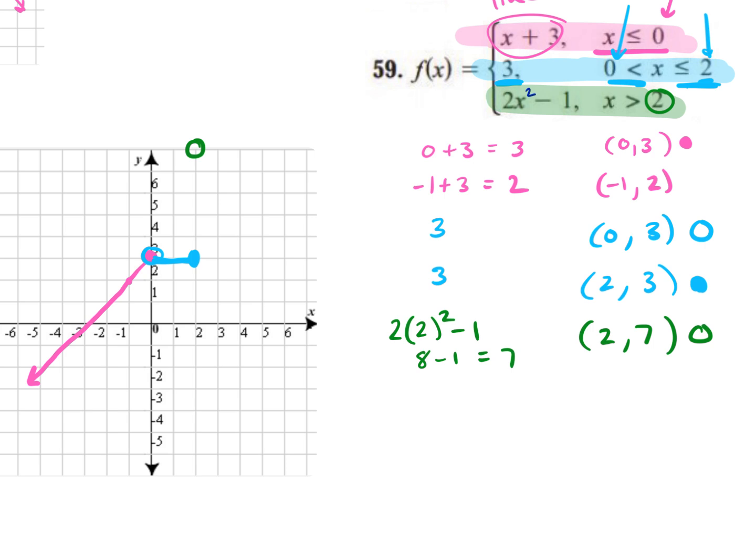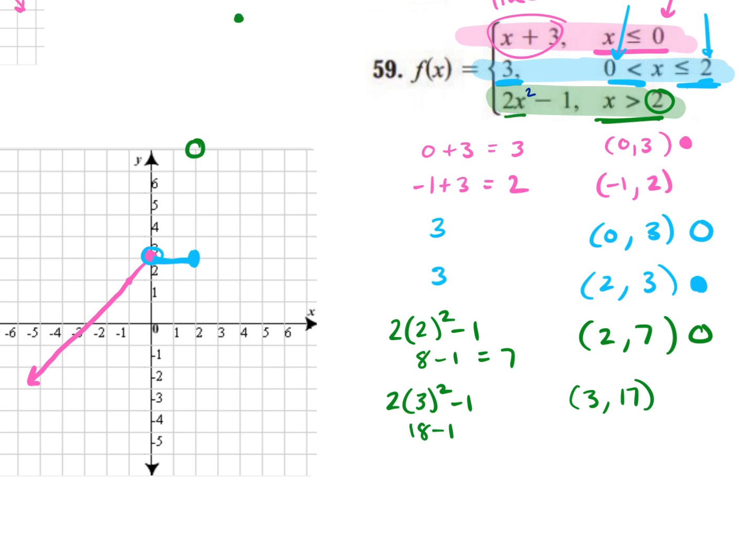What number should I plug in next? 3. I want to plug in any number that is greater than 2. So let's plug in 3. We have 2 times 3 squared minus 1. So 3 squared would be 9. 2 times 9 is 18. And 18 minus 1 is 17. So we plugged in 3 and got 17. It's going to be way off of our graph, but that's fine. We're going to estimate. So we go to the right 3 and up 17. We'll put it way up here.